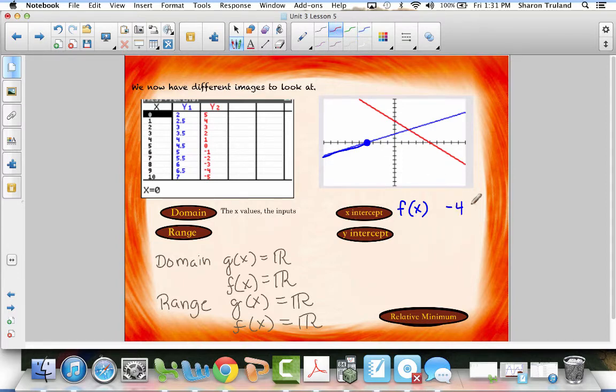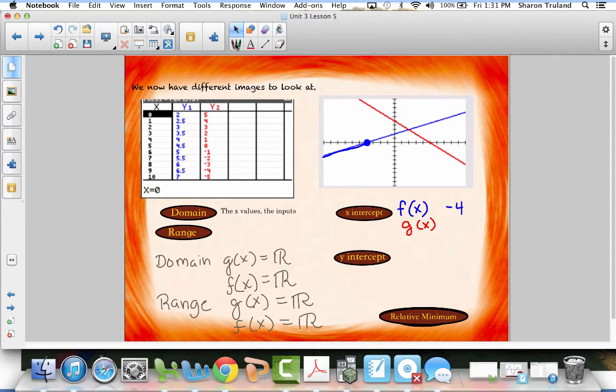Now notice I didn't write equals -4. I'm just trying to coordinate the blue and the blue. How about the x-intercept for function g? Its x-intercept is right there. That's where it crosses the x-axis. 1, 2, 3, 4, 5. Its x-intercept is 5.